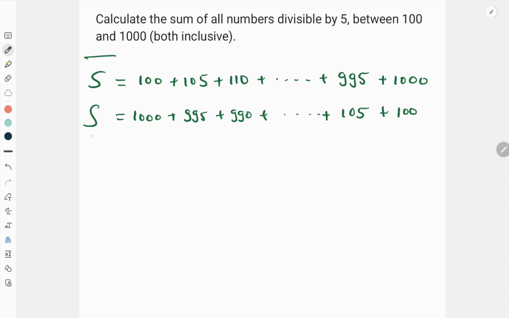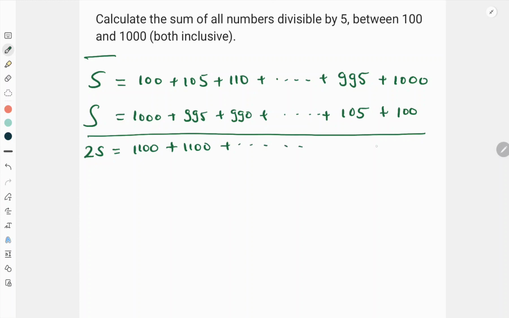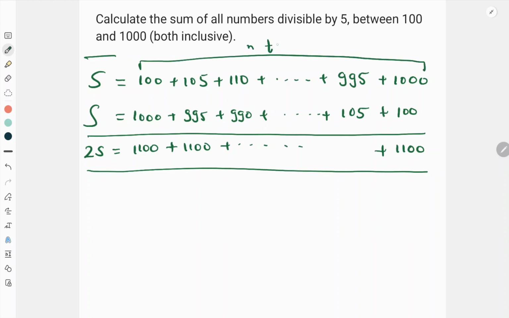So this is my summation, and I can add the two to get, on the left hand side, 2S is equal to the sum of 100 and 1000, which is 1100, plus the sum of these two terms, which is again 1100, plus all the way, all the terms are 1100. So 2S is equal to 1100 times the number of terms here. Let's call the number of terms n. If we can find n, then we can do this summation, because we know 2S is equal to 1100 times n, where n is the number of terms.